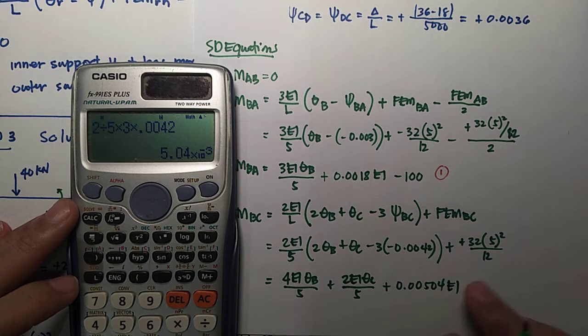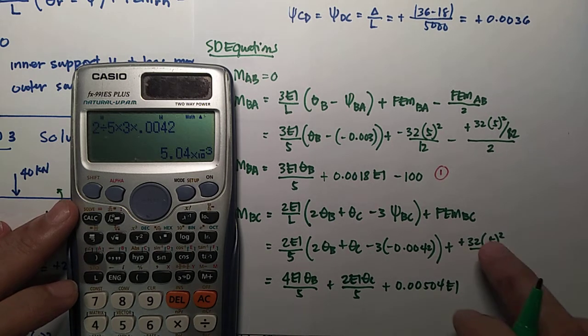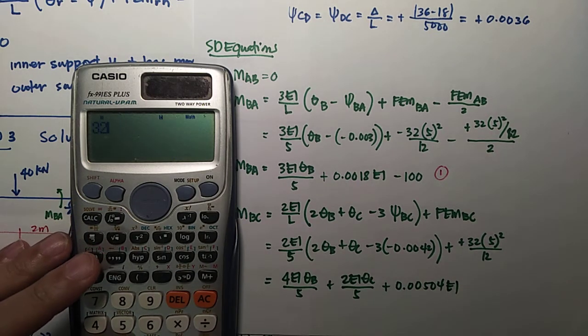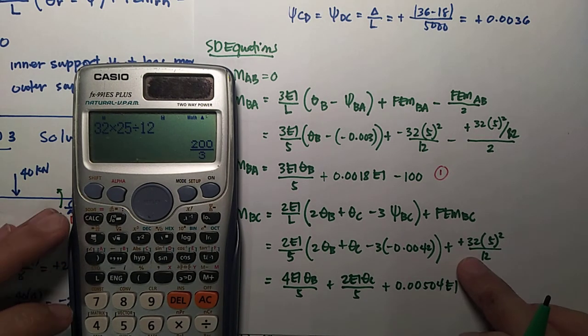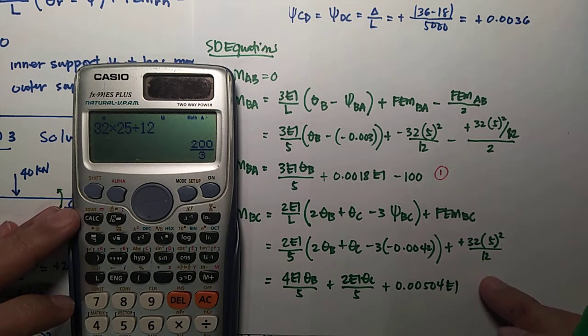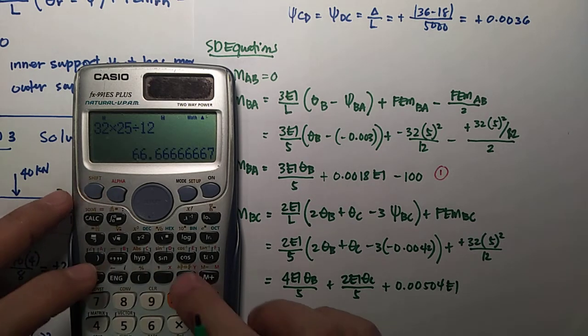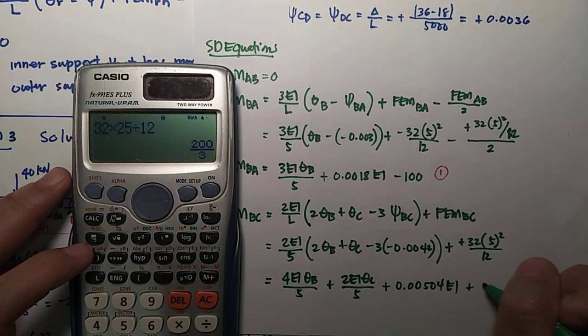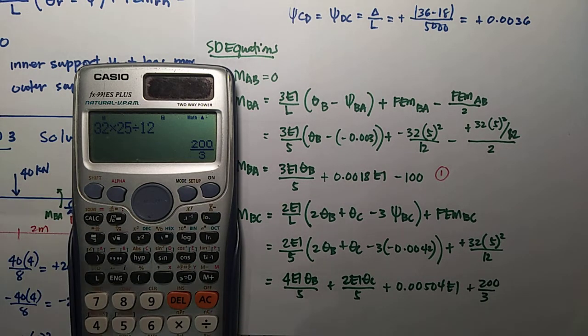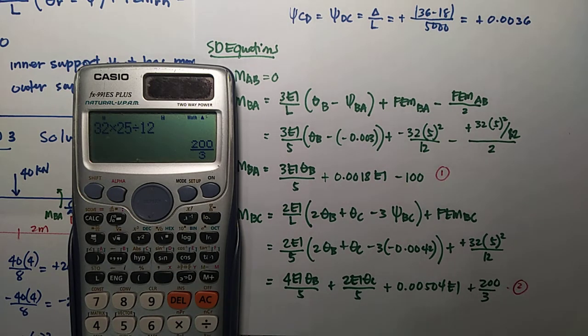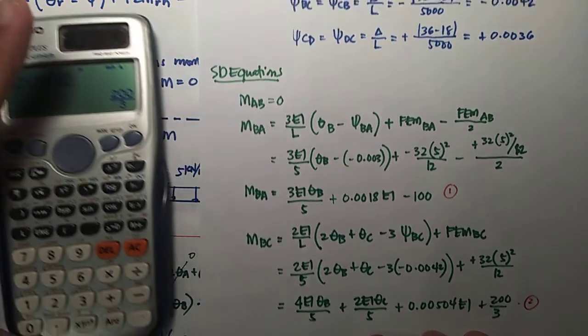Okay, then this one is 32 times 25 over 12. 32 times 5 square over 12. So that's 200 over 3. So that would be our second equation.